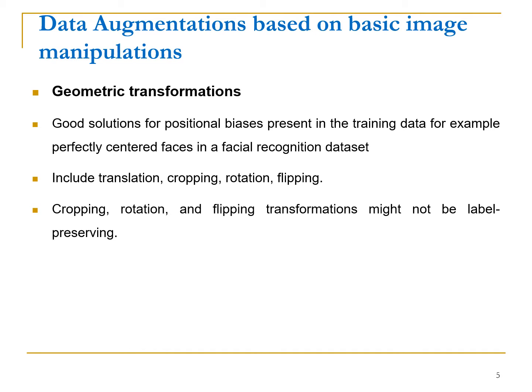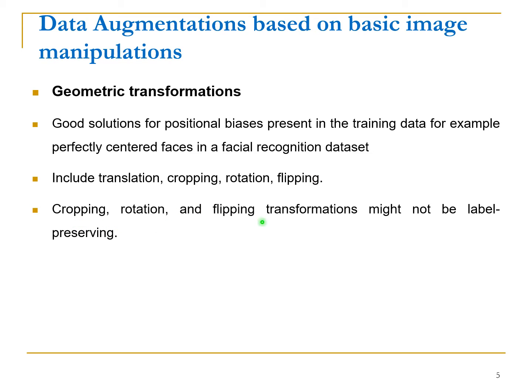Okay, so let us first consider basic image manipulations for data augmentations. So the first method for basic image manipulations is geometric transformations. We can see that in many data sets, there may be positional biases present. For example, there may be all the faces perfectly centered in a data set. So it makes it difficult for those faces to be recognized if they are position translated in the test set. So what we can do is we can do translation, cropping, rotation, and flipping to add to our training data set.